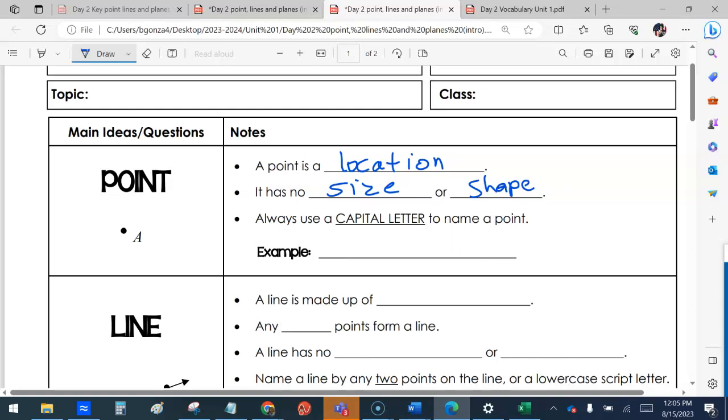If it has no size, I couldn't see it on a piece of paper. That's why we put a dot there to show where it would be. Even though a dot has some size, it's just a representation of a point. Now, how do you name a point? The notation for this point A over here is to use the capital letter A.